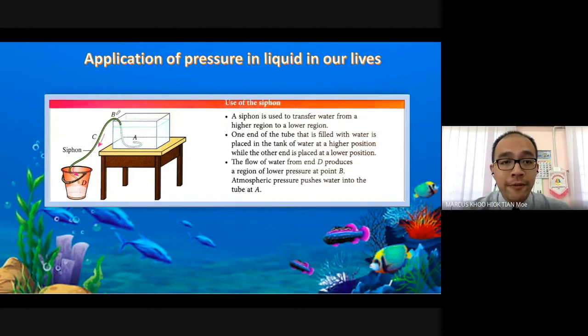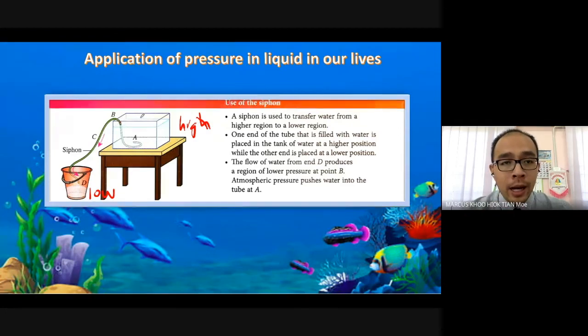Okay, so a siphon atau yang kamu panggil hose lah, okay, is used to transfer water from a higher region, so this is the high region, okay, to a low region. Okay, so one end of the tube is filled with water that is placed in a tank of water at high position. The other end is at the low position. So the flow of water from D, okay, produces a region at lower pressure at point B.